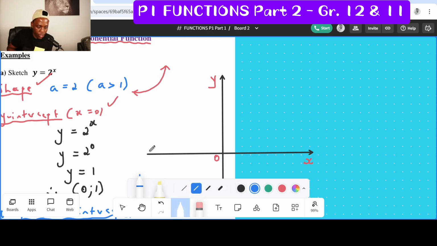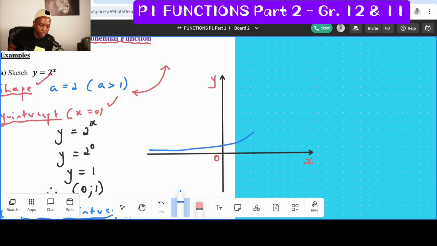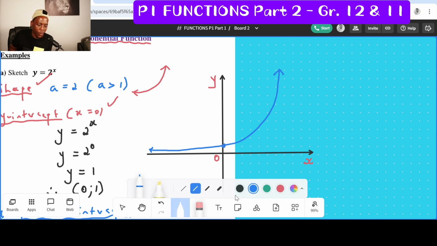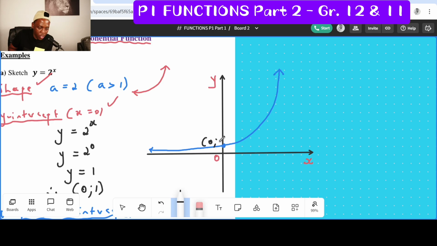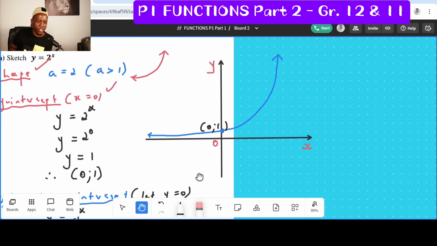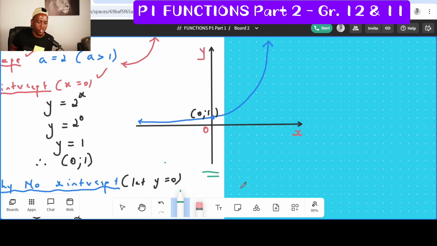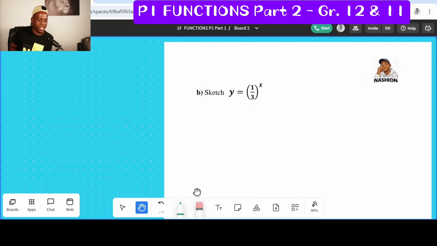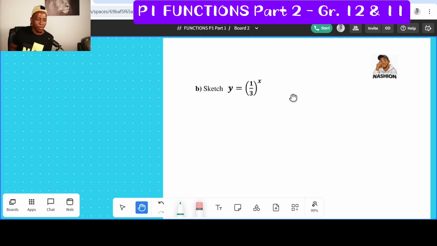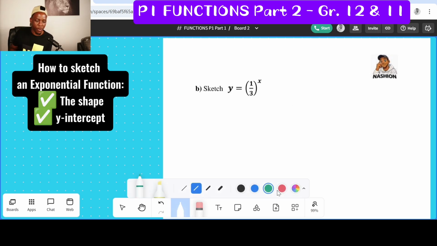So let's do it, making sure we label our y-intercept as 0, 1. There is our lovely exponential function, and checkmate. Next customer, please. Pause the video and try this one out. Same steps, guys, for exponential function.